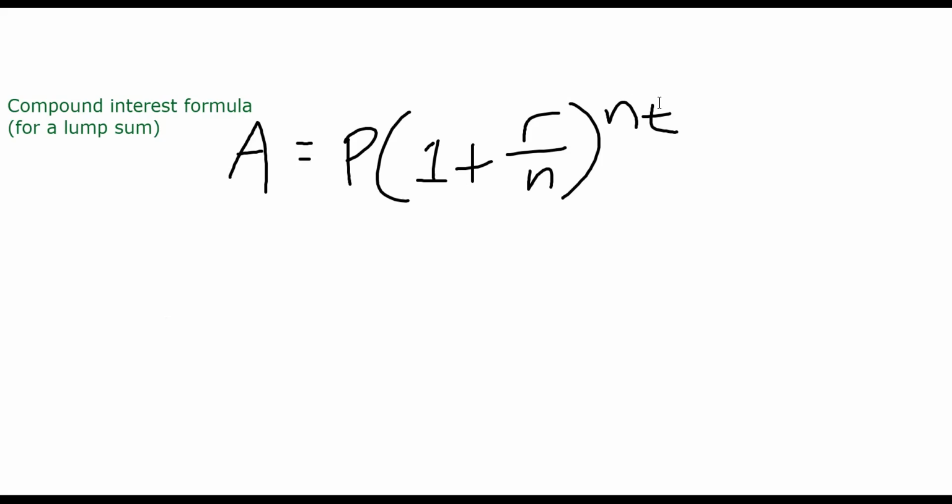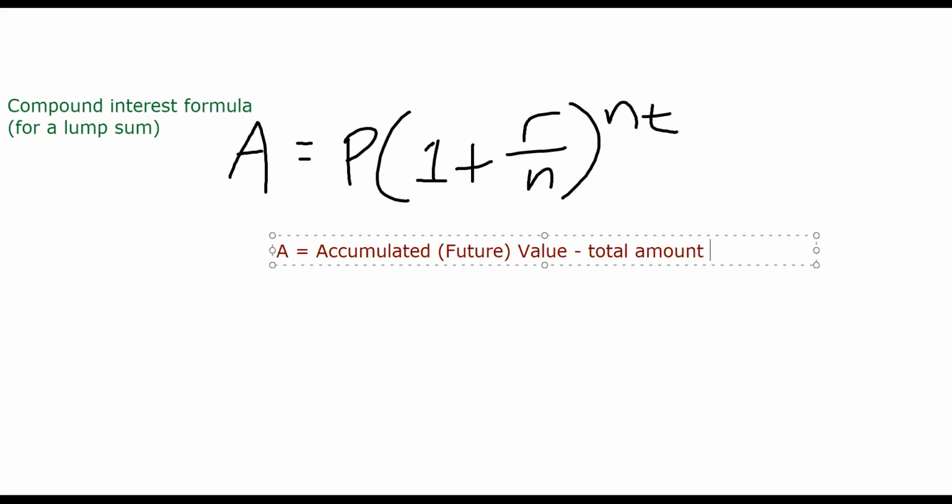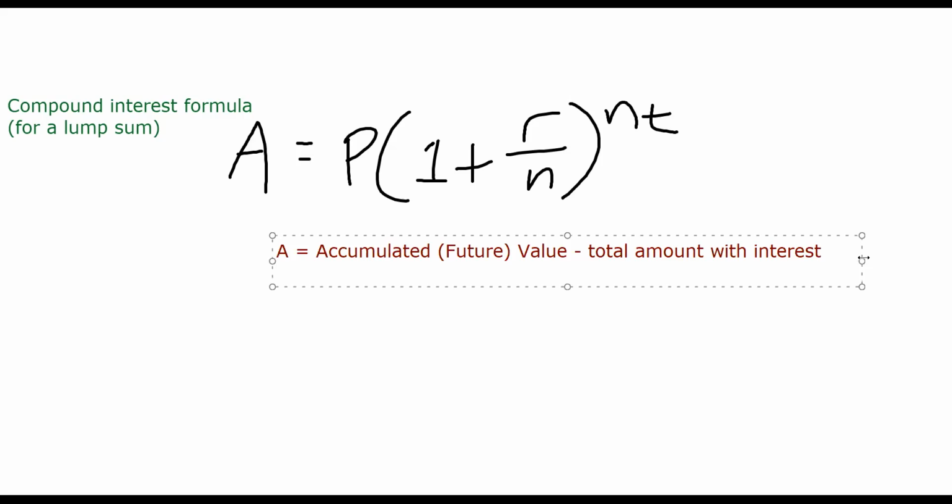Again, notice the NT up here is in the exponent. Let's talk about what each of these things are. A is going to be the accumulated, aka future value. It's going to be the total amount with interest. It's going to be how much is paid back later. That's going to be in the future, how much are we going to owe? And it's going to include the principal and the interest earned. So that's exactly what it was for simple interest.